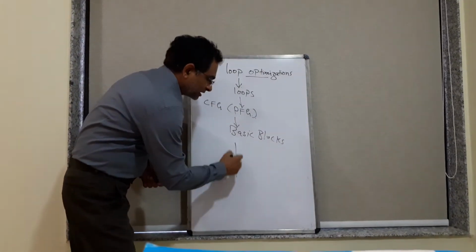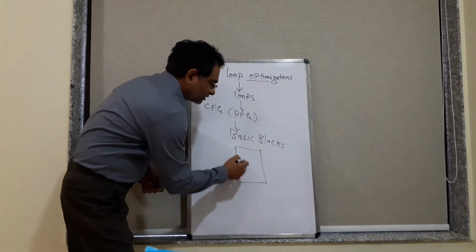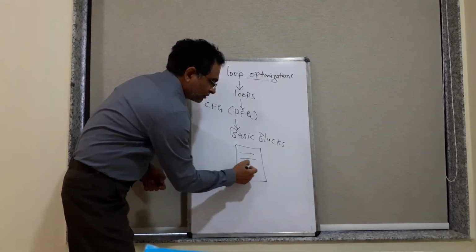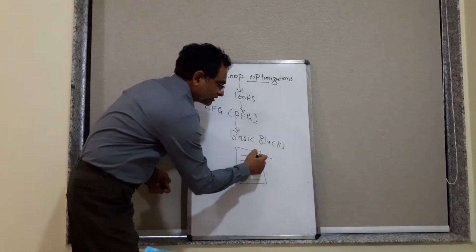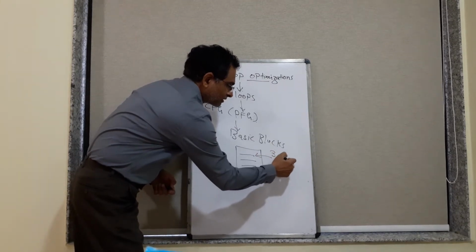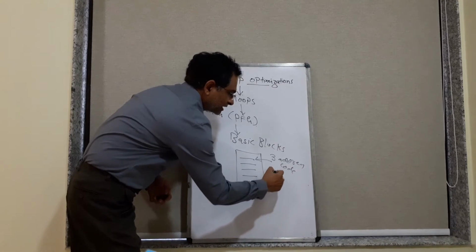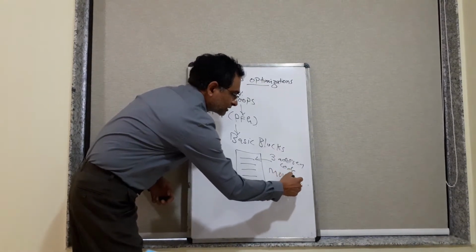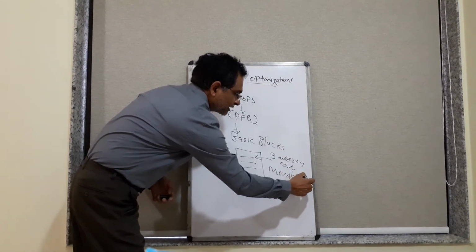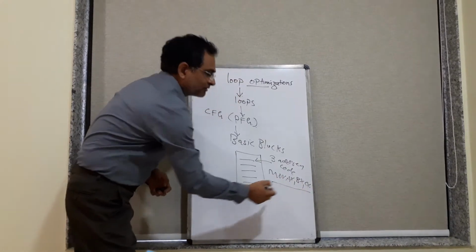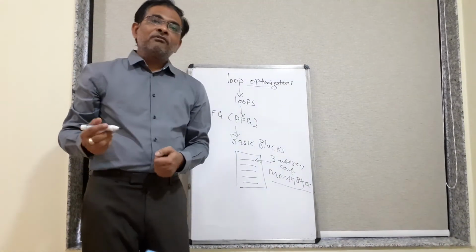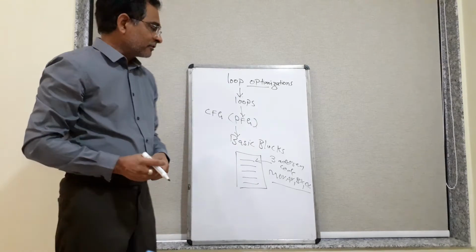Once these basic blocks are identified, what is a basic block basically? It is nothing but a 3 address code. Any code which is going to be generated would be 3 address code. What is 3 address code? Any instruction, let's say move ax, bx, cx, has 3 operands. Whenever there are 3 operands in the instruction, we normally call it a 3 address code.